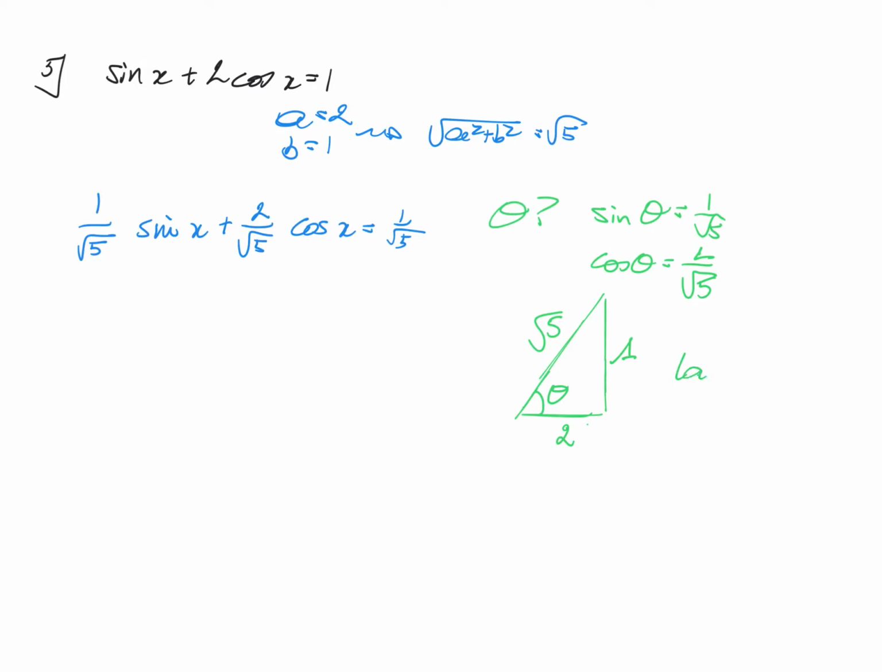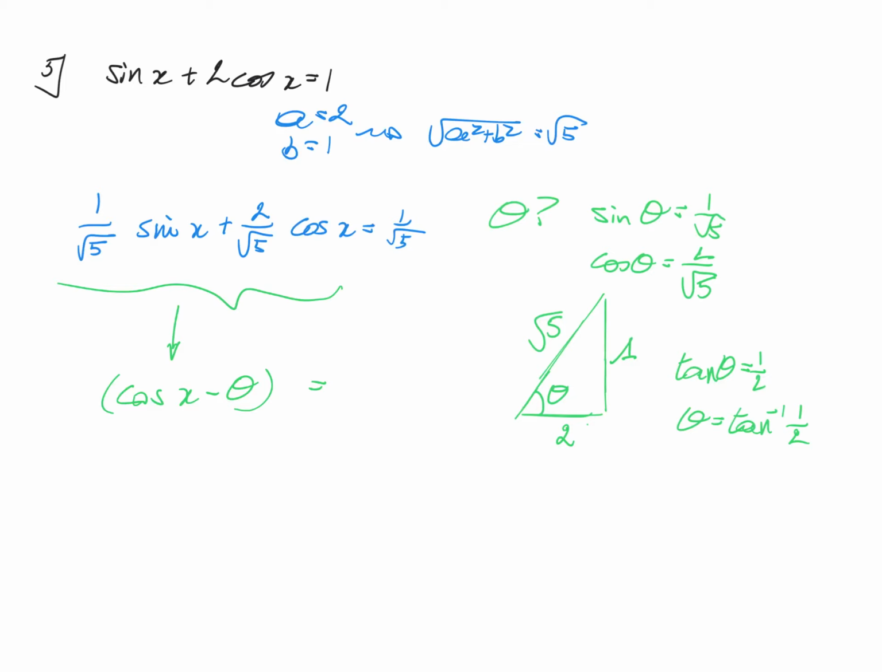So we see that the tangent of theta is 1/2, or theta is tangent minus 1 of 1/2. And so the left hand side of the equation then becomes cosine of x minus theta. And this has to be equal to 1 over square root of 5.